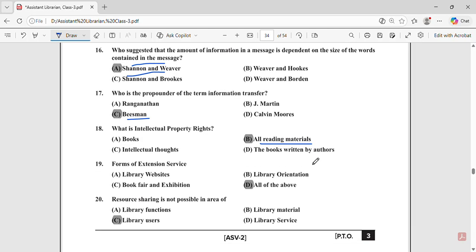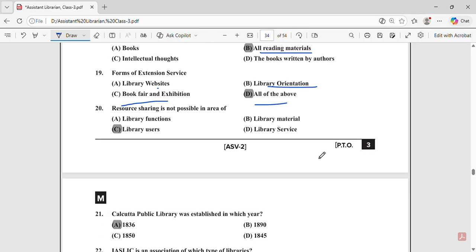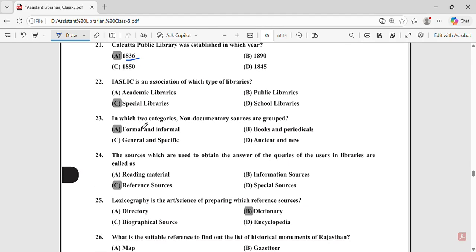All reading materials. Form of extension service is the all of the above, that is library websites, book fair and exhibition, library orientation. Resource sharing is not possible in area of library users. Kolkata Public Library was established in which year? 1836.